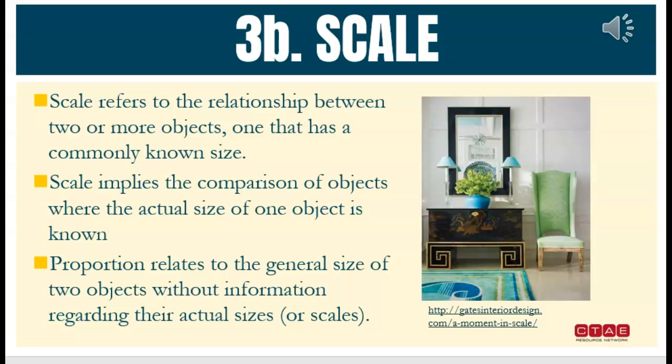Now we have scale. Scale refers to the relationship between 2 or more objects, one of which has a commonly known size. Scale implies the comparison of objects where the actual size of one object is known, and proportion relates to the general size of two objects without information regarding their actual size or scales. So scale is being demonstrated in this image, where we have a really tall wingback chair, and with that scale in comparison is the mirror.